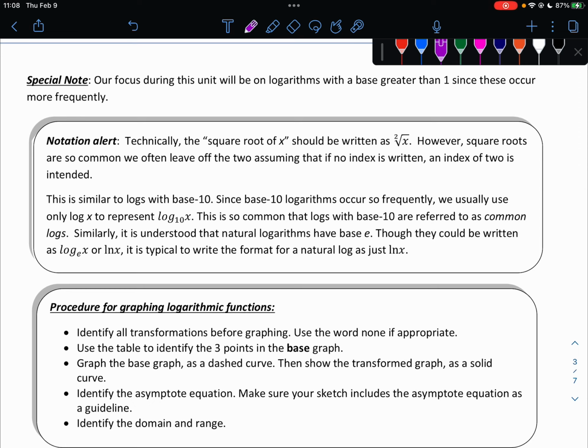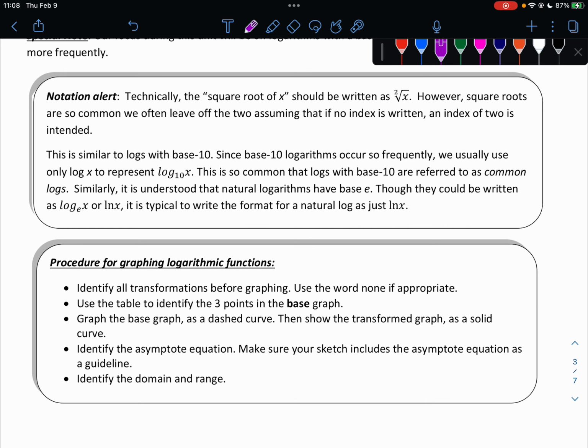All right, so quick note here. The square root of x, we should know that it actually means the 2nd root of x, that little 2 up there in the superscript. We just don't write it very often. It's like putting a 1x. You don't put the 1. If we write x, we assume it's 1x. Okay, so if it's a square root, we don't put the 2, but if it's any other root, we would put it. This is similar to logs with base 10. Base 10 is used so often that if we just write log, we assume it's log base 10. And also, we've talked about this before, log base e we know as ln.